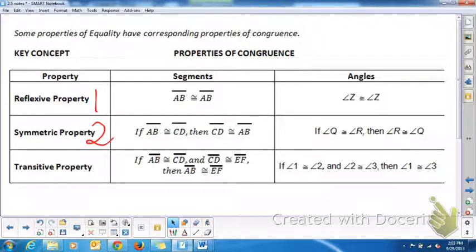Reflexive is one thing that's congruent to itself. Symmetric, two geometric figures that are congruent to each other. And transitive, three or more. And it's like the domino effect. The first thing would be congruent to the last thing in that line.